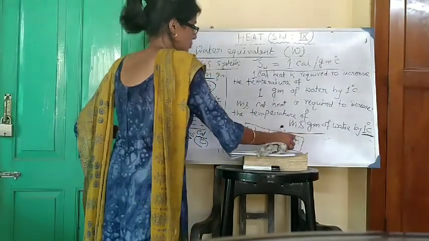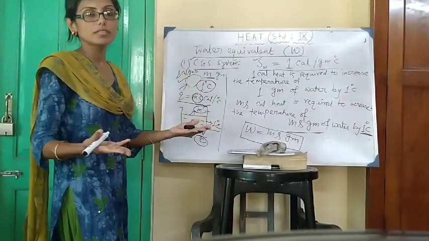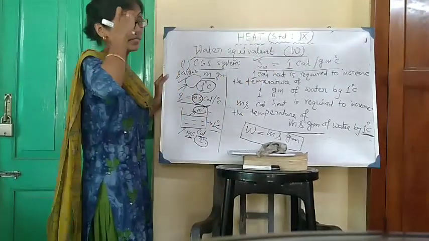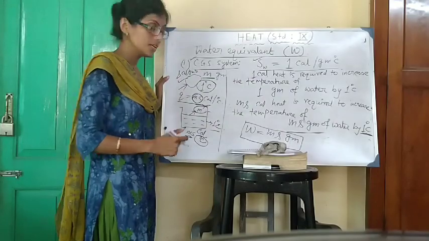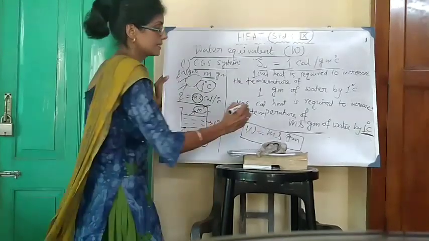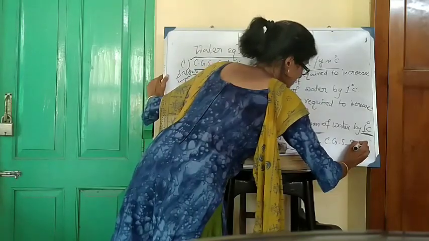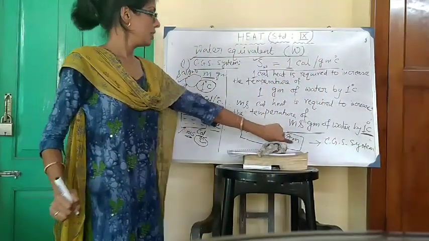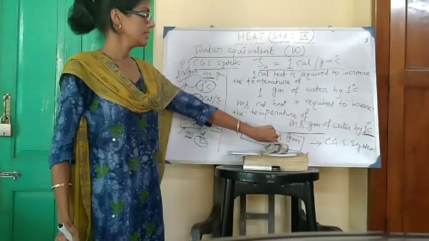Water equivalent W, or you can also write m prime. M prime is the arbitrary mass of water, but in general we use water equivalent, and we represent water equivalent by the letter W. W is equal to ms gram. This is in CGS system. So in CGS system, the unit of water equivalent is gram. The value of water equivalent is ms.